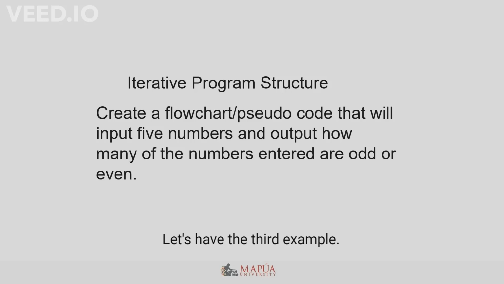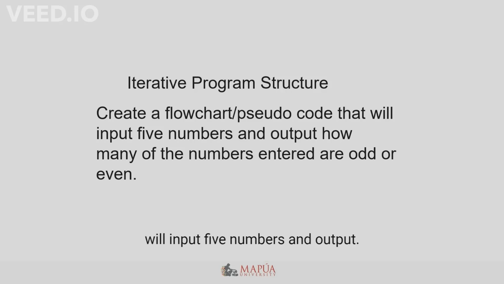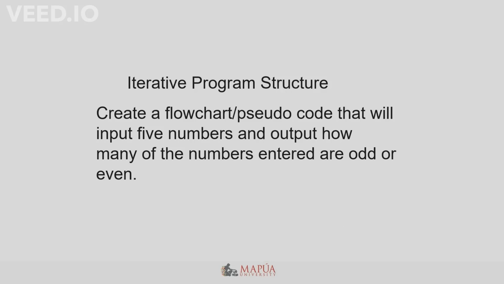Let's have the third example. We're going to create a flowchart and the pseudocode that will input 5 numbers and output how many of the numbers entered are odd or even. Let's have the solution for example number 3.